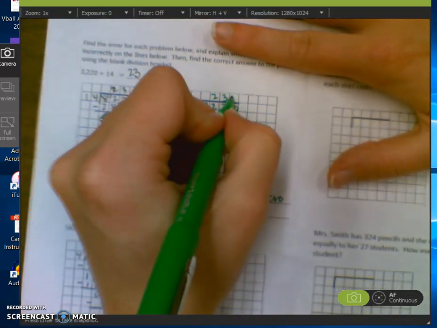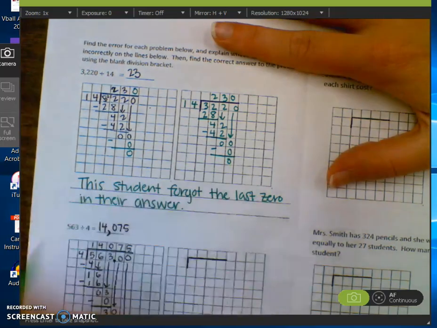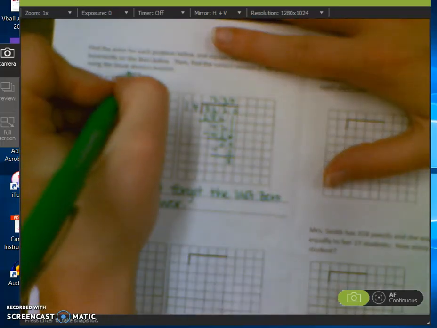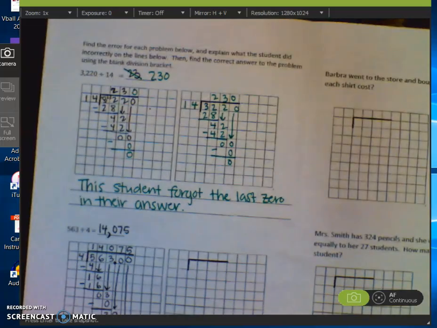14 goes into 0 0 times. And then 0 times 14 is 0. And when I subtract, I'm finally at 0. I'm at the end of my number on the inside of the bracket. And so my correct answer should be 230 instead of 23.